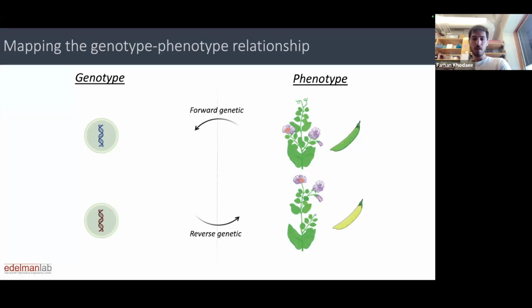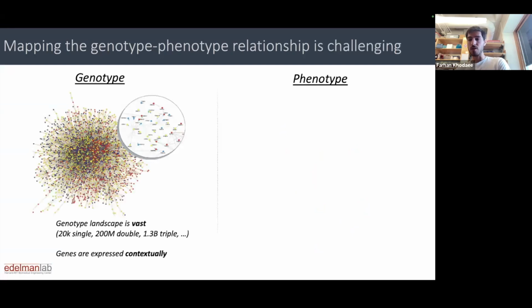There are some challenges with studying the genotype-phenotype relationship this way, because the genotype landscape is huge. If you want to perturb each single gene in, for example, human cells, we're going to do about 20K single perturbations. If you want to study double gene interactions, we're going to do about 200 million. And if you want to do 3 genes at the same time, we're going to do 1.3 billion. It's going to increase exponentially, and this is not something doable with the technology that we have right now.